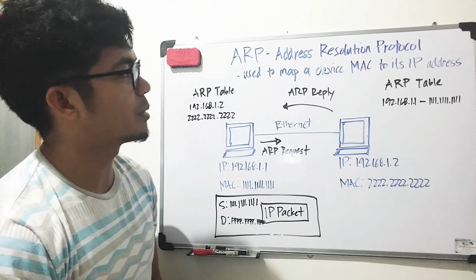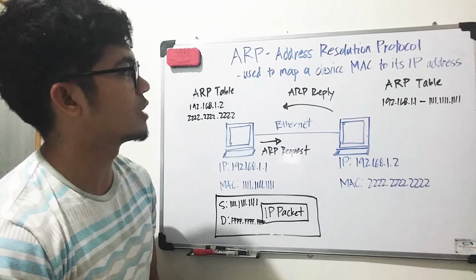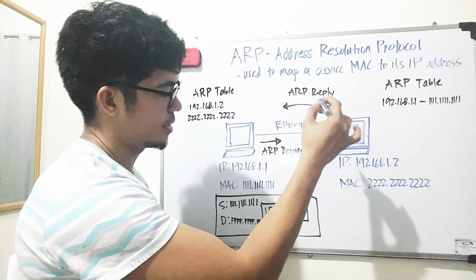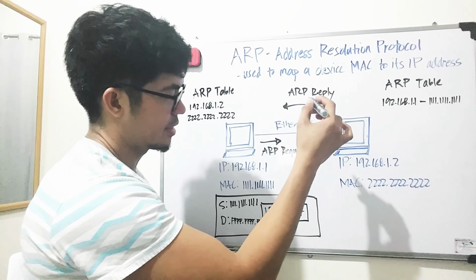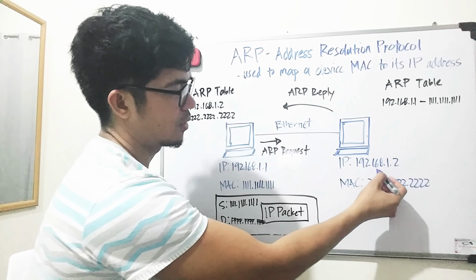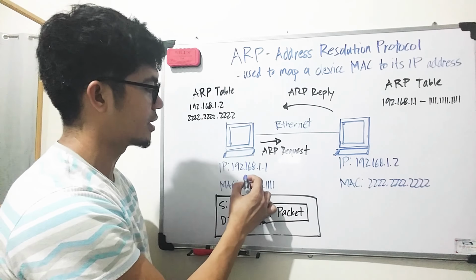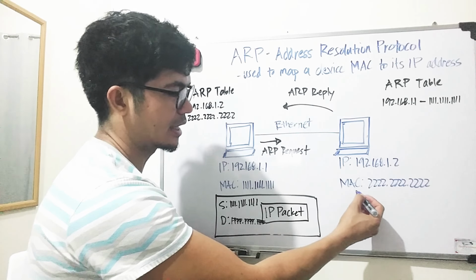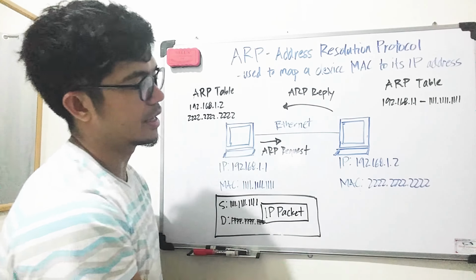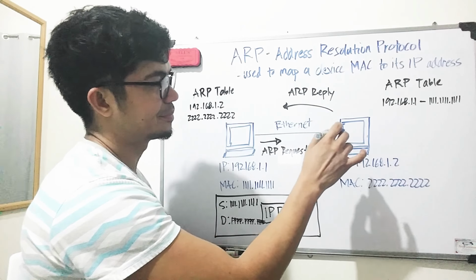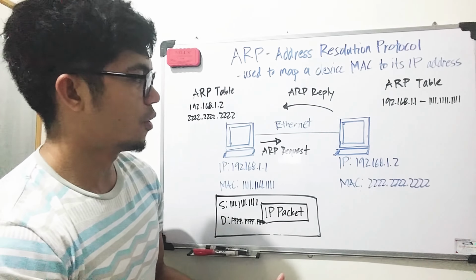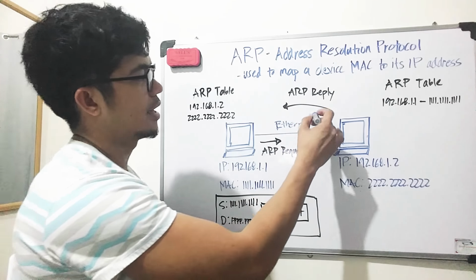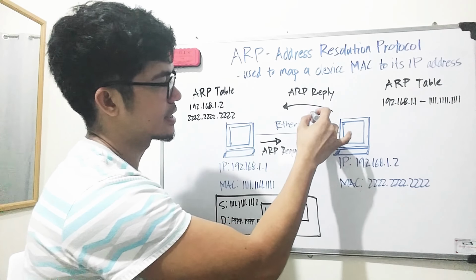send an ARP reply, and that ARP reply will contain the IP packet as well, the source and the destination IP address. So the source IP address will be this IP address, and the destination will be this IP address, and the source MAC address will of course be this, and since we already know the MAC address of this PC, it's going to list that as well.